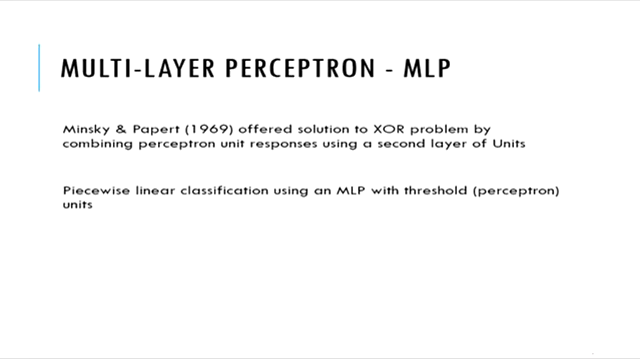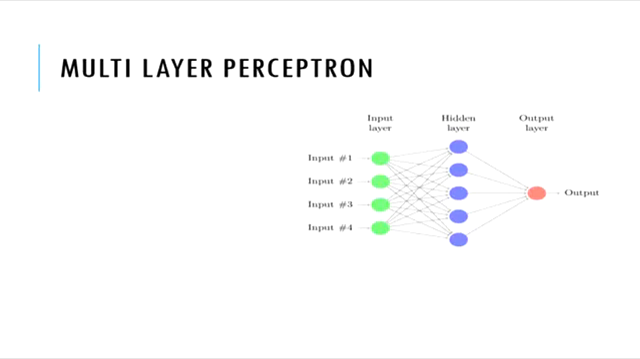So let's look at what a multilayer perceptron is in detail. Minsky and Papert in '69 offered a solution for the XOR problem. They said that instead of using a single perceptron, we can use a combination of these. Using this combination, we can find piecewise linear solutions, and that can help us in finding solutions to the multi-class problems. So a multi-layer perceptron, or a neural network, this is what it looks like.